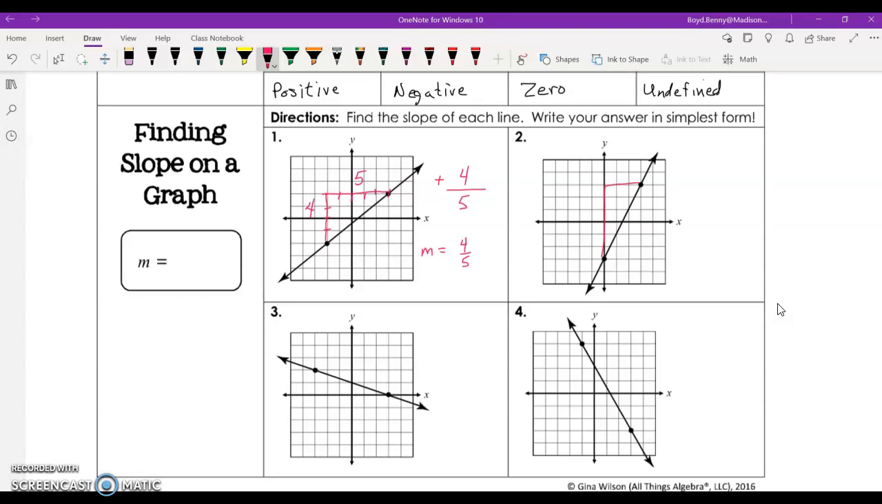Go ahead and draw my triangle. Okay, I can see that this is a positive slope. It's rising 1, 2, 3, 4, 5, 6 places. I see that it runs 1, 2, 3 places. So I've got a rise of 6 and a run of 3. I'll go ahead and simplify that. 6 divided by 3 is 2. So my slope is 2.